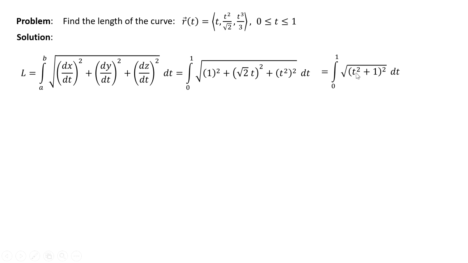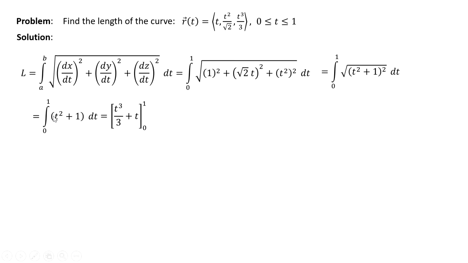Oh, that's easy. The square root of this should be just t squared plus 1. Strictly speaking, it's the absolute value of t squared plus 1, but since t squared plus 1 is always going to be positive, the absolute value of t squared plus 1 is just t squared plus 1. So we'll confidently go ahead and say, yep, this is the integral from 0 to 1 of t squared plus 1 dt, and the rest is calculus 1 stuff.